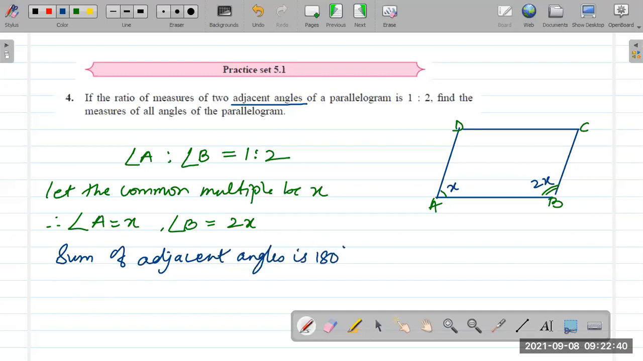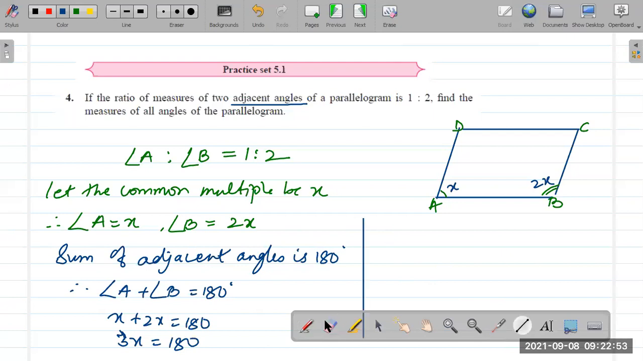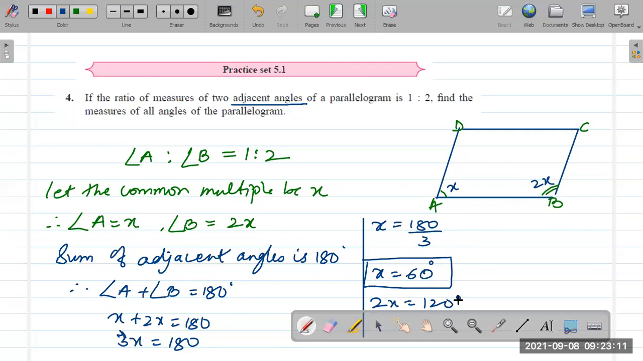Therefore, what will happen? Therefore, angle A plus angle B equals 180 degrees. That is x plus 2x equals 180. So 3x equals 180. And that gives us the value of x. What is the value of x here? x equals 180 over 3. That is 60, isn't it? So x equals 60 degrees. We have got one angle. Now what will be twice of this? So 2x is going to be 120 degrees, right?